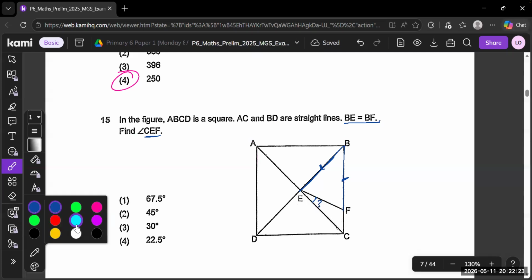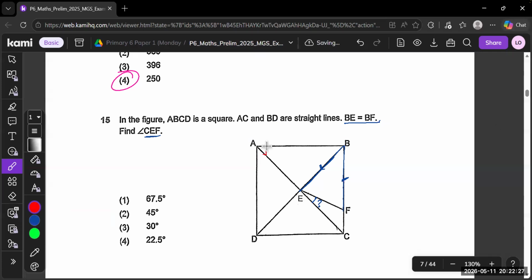Okay, and then what do you do next? Look for angles that are easier to find. This is a square. Square has right angle and is cut into half. 45. 45.